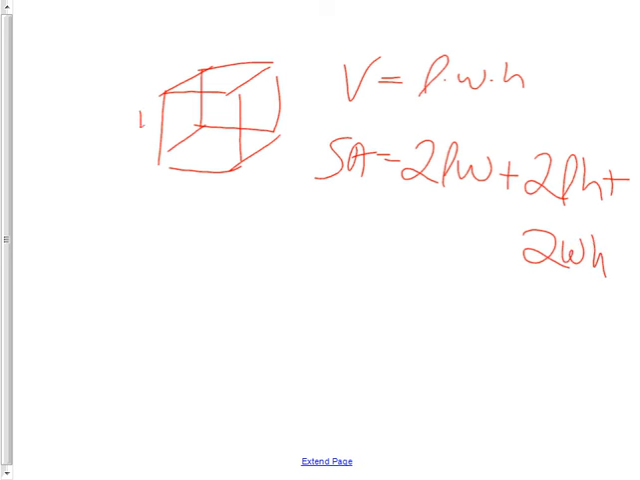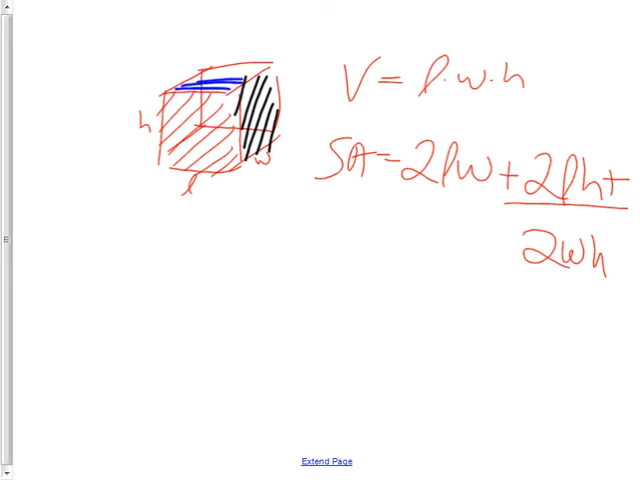So if this is height, and this is length, and this is width, it's 2 of each combo. You see, like this side right here would be HL or LH, and there's 2 of them. And then this side here would be like WH, and there's 2 of those. And then the top would be like LW, which is like this, and there's 2 of those. The black ones were that. Okay.